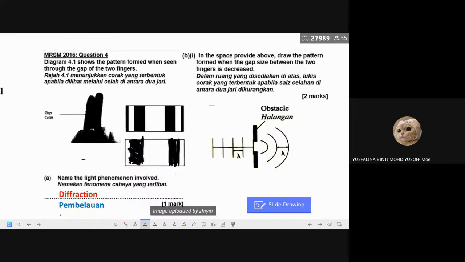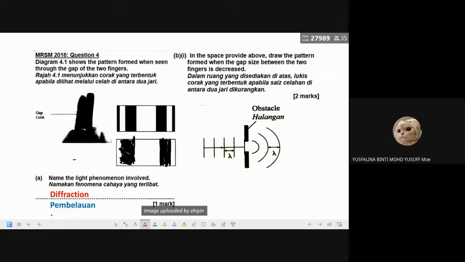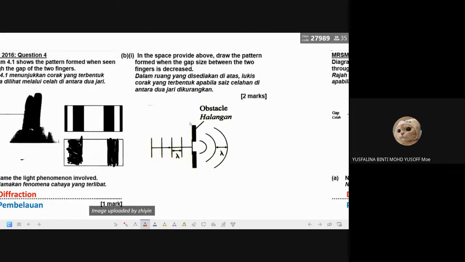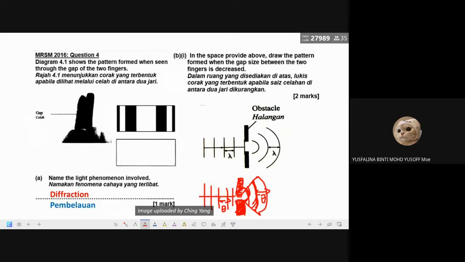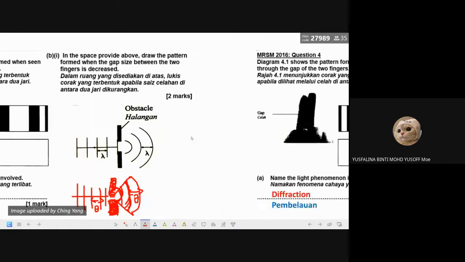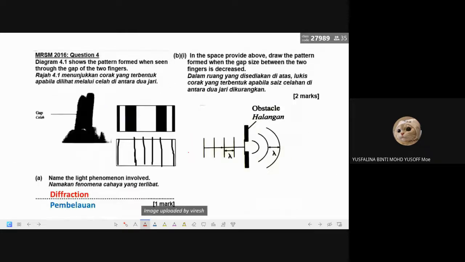So let's check your answer. As long as I can see the fringes at the center and the size of it increasing, yes, the answer is correct. This one is wrong. I thought when you decrease the size of the slit, of course it will be increasing, right? So later we will see this one is wrong.